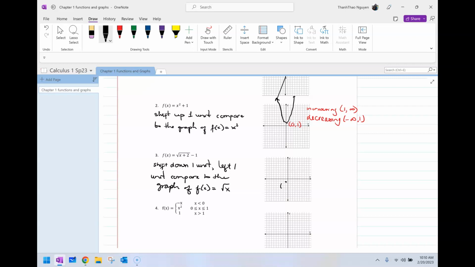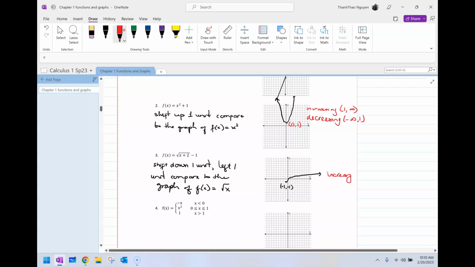So this graph starts at the point (-1, -1), and it is going this way. And this is an increasing graph, increasing on its domain.